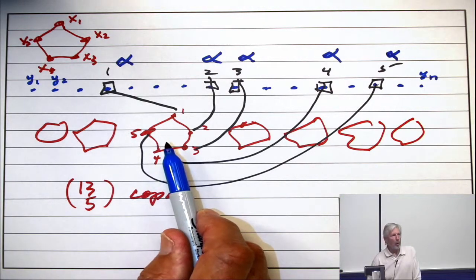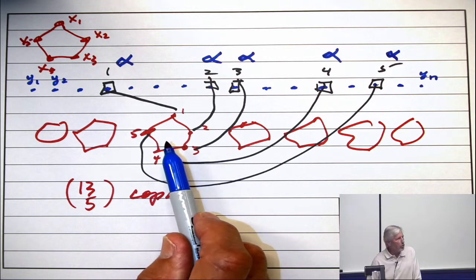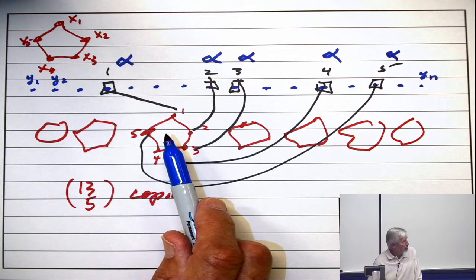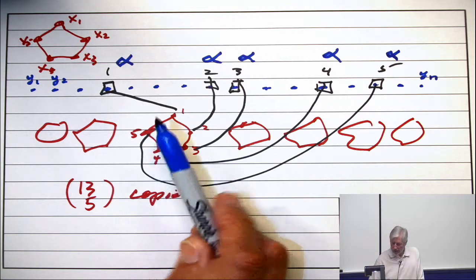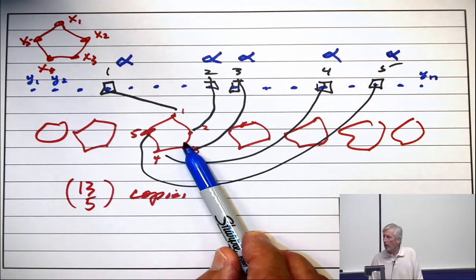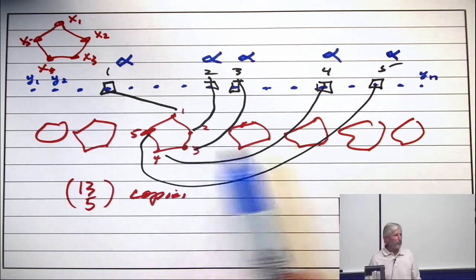And what do you know? Color alpha is not used there, because each one of those is adjacent to a vertex which has been colored alpha. And if you only have 3 colors and you ruled one of them out, that means you're coloring this with the other 2. And you can't do that. And that's completely general.